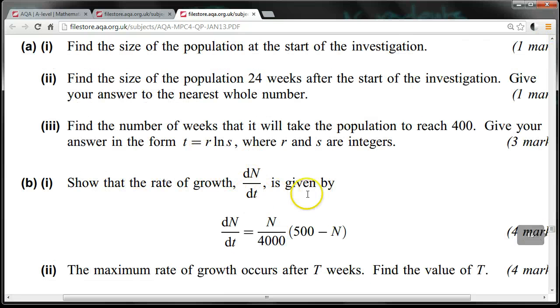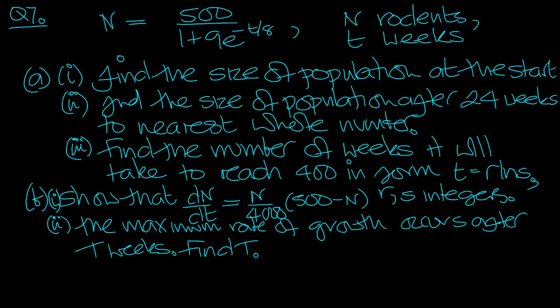And part B, show that the rate of growth is given by this, and the maximum rate of growth occurs after T weeks. Find the value of T. Okay, that's the question then. Let's have a go at it.